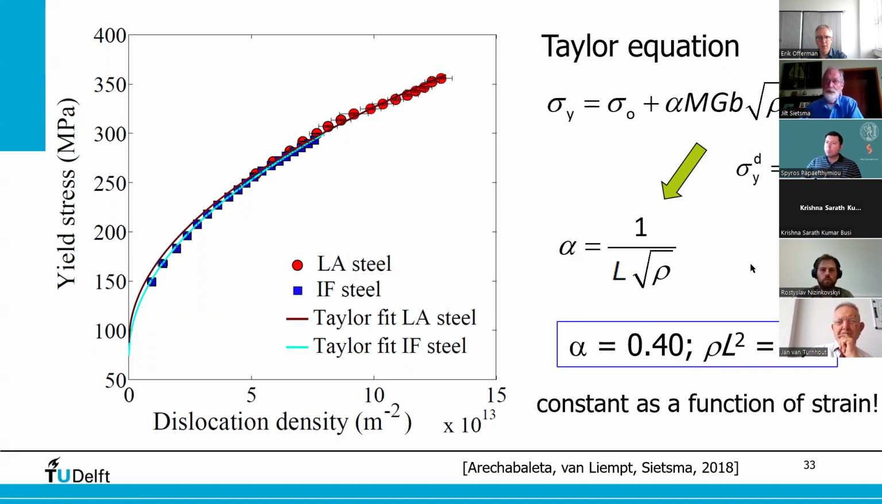And I find it very remarkable that this good fit, and the validity of the Taylor equation, means that this alpha parameter, so the combination of segment length and dislocation density, is constant over the whole curve. So whereas you increase the dislocation density by a factor of 10 roughly, even more in one case, I think, somehow the structure is consistent in the sense that the segment length scales with the square root of the dislocation density. I don't know why. I find it very intriguing.